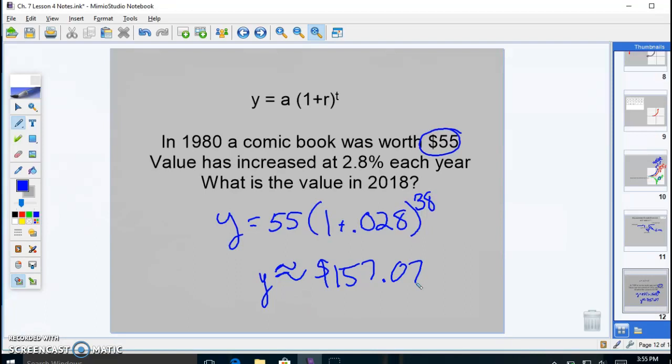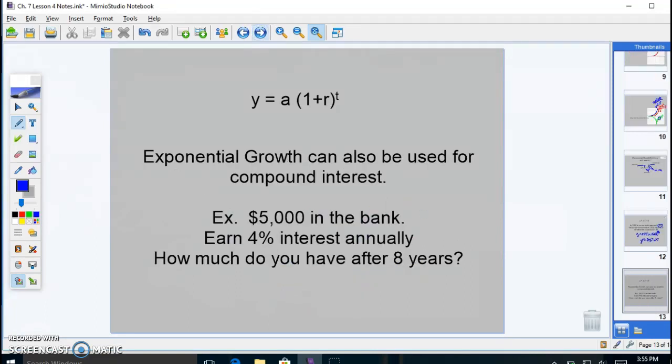Wouldn't that be nice if our money tripled in value as well? Let's take a look at what would happen if you were to earn 4% annually. So growth compounds over time every single year. So we're going to use that exponential growth formula again, and this time our initial amount is $5,000. So we start with $5,000. My rate is 4%, so we have 1 plus 0.04, which means my growth factor is 1.04.